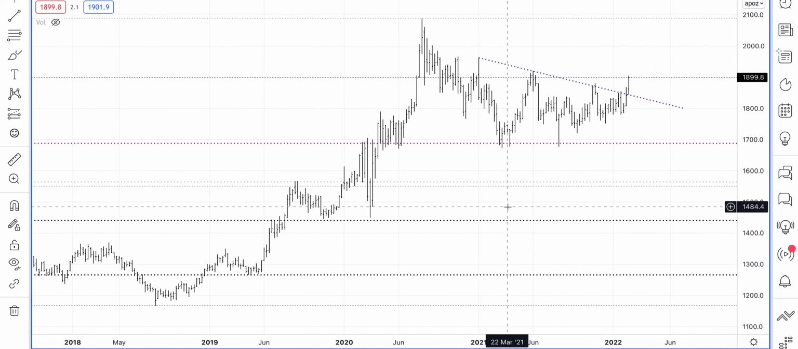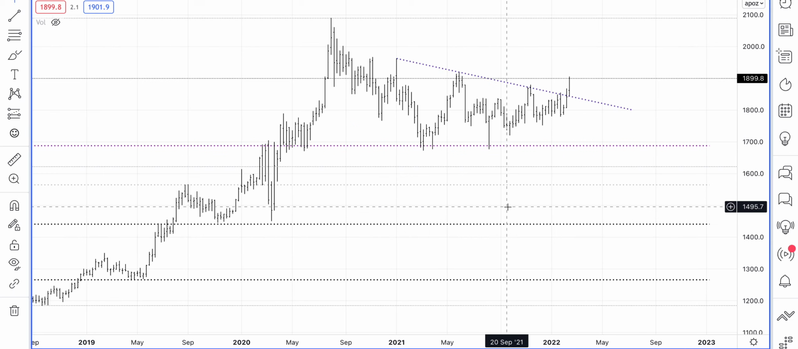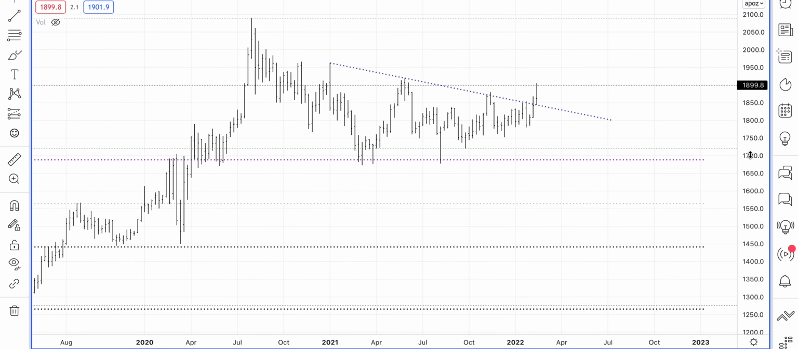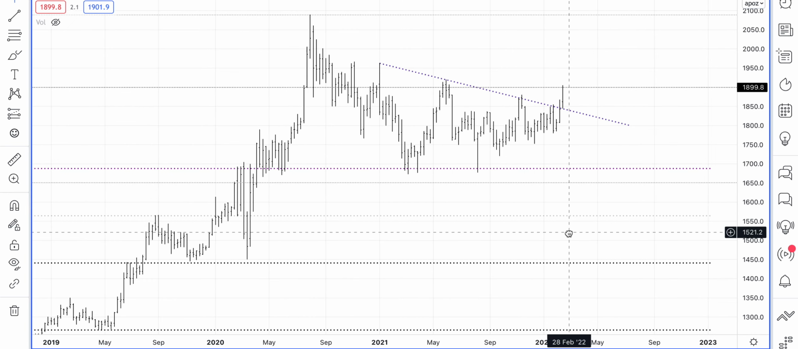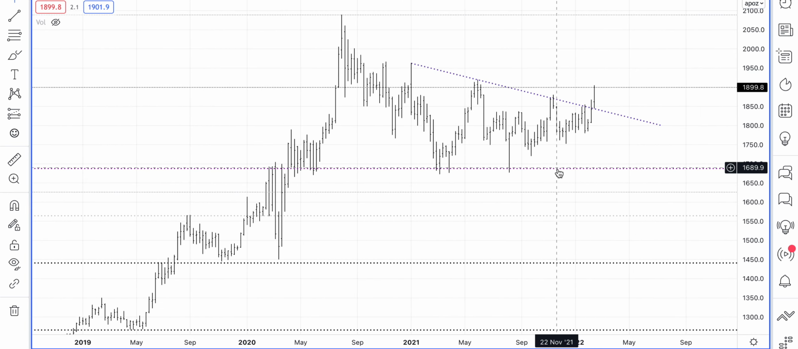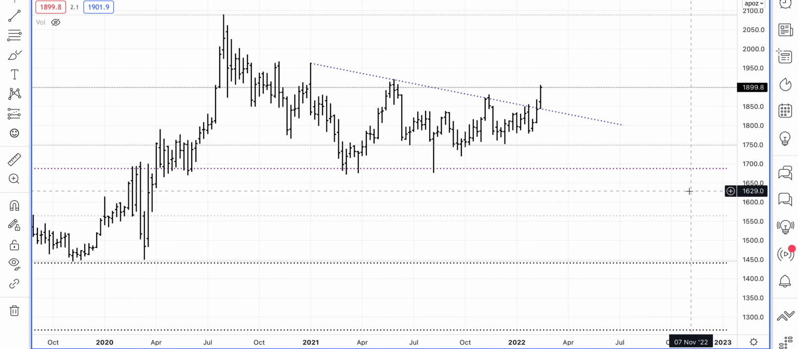On a longer term basis, we'll have to watch a video which was done a couple of months ago, in which we took a look at the gold market on a really long term basis with monthly charts. And then this level is a really critical level actually, and the market has been trading above that, so that's good for the bulls.